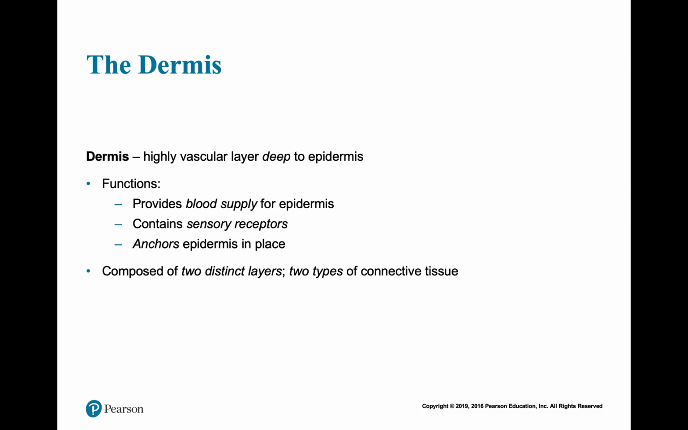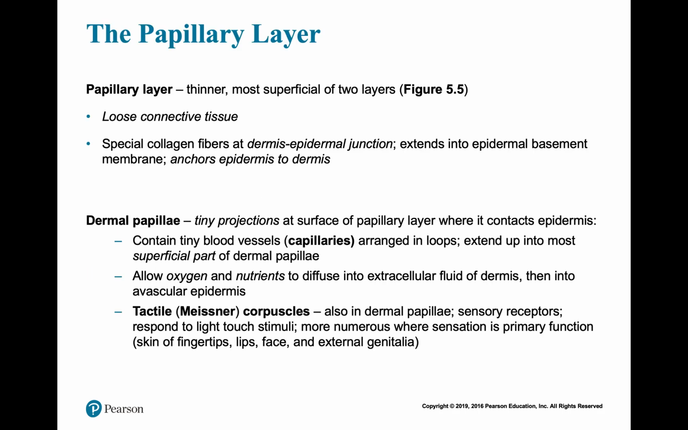And there are two distinct layers, just like we saw layers within the epidermis. We talked about those strata. There are two distinct layers composed of two different types of connective tissue found in the dermis. The first specific layer of the dermis is the papillary layer, and the papillary layer is going to be the thinner of the two layers.